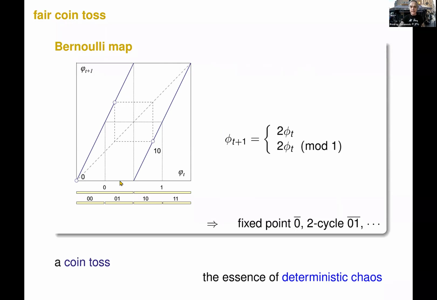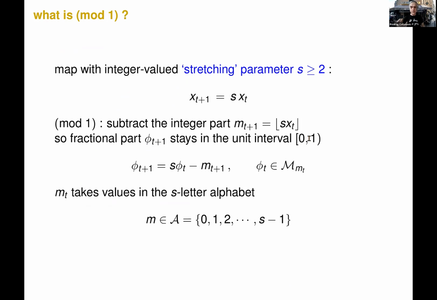We usually write this as modulo 1. So if I'm on the right-hand side of the interval, I get stretched by 2, but I get put back into the unit interval, and that's what this modulo 1 does. Now let me look at what this modulo 1 is in more detail. So the map is, all initial conditions get stretched by a factor which is 2 or larger. I'll use only integer stretching factors in this talk. That's the essential instability of chaotic systems.